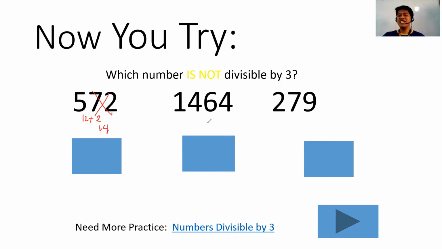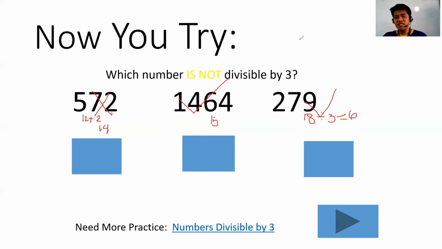Pero, let's check muna natin itong dalawang numerong ito kung divisible by 3 ba sila. 1 plus 4, 5, plus 6, 11, plus 4, 15. So therefore, 15 divided by 3 is 5, and it is divisible by 3. So therefore, 1,464 is divisible by 3. Let's proceed to 279. 2 plus 7 is equal to 9. 9 plus 9 is equal to 18. 18 divided by 3 is equal to 6. So therefore, 279 is divisible by 3.